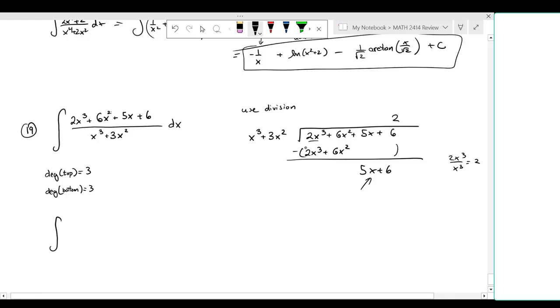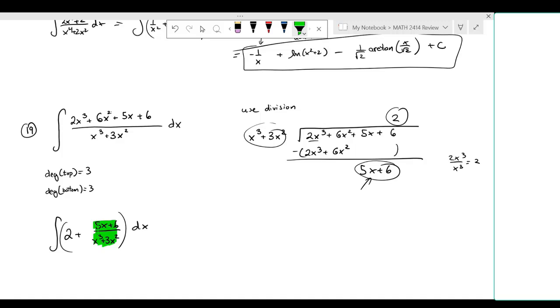So after the division, the quotient is 2. Then we have plus the remainder divided by the original divisor. Okay. So now we're ready to apply partial fraction decomposition to this. The degree on top is 1, the degree on bottom is 3. So let's just do that.